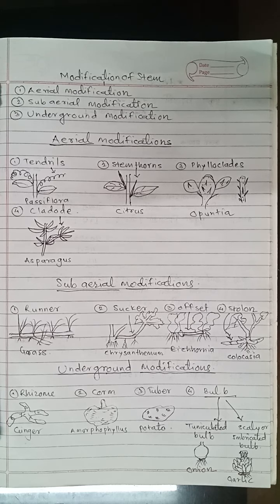First one is tendrils. The tendrils are thin, wiry, leafless and spirally coiled branches. The terminal part of a tendril is sensitive. It holds the support by coiling round it. The tendrils help the weak stem to climb the support.